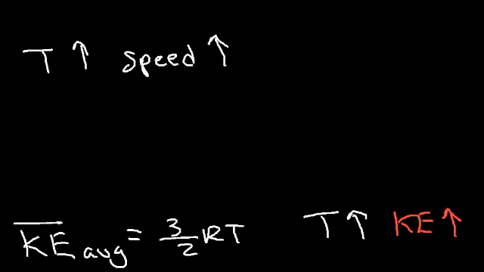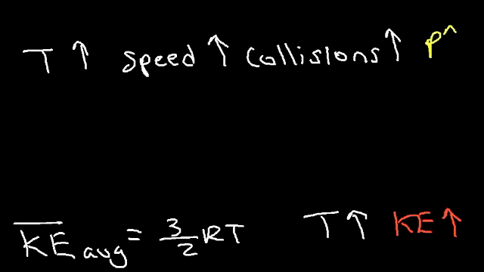And if the speed is increasing, the gas molecules will be colliding with the walls of the container more frequently. So the collisions between the gas molecules and the walls of the container will go up, and whenever that goes up, the pressure will go up as well. Therefore, anytime you increase the temperature, the pressure will go up for any gas.